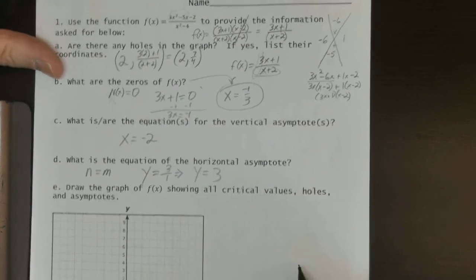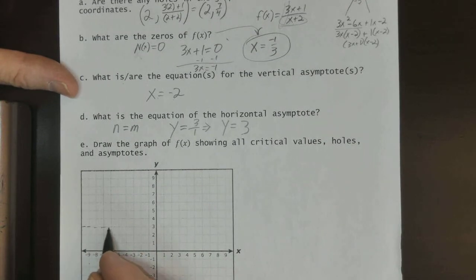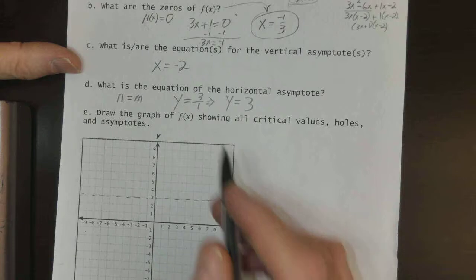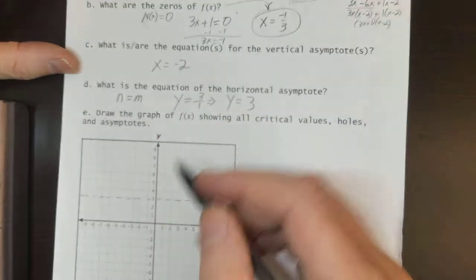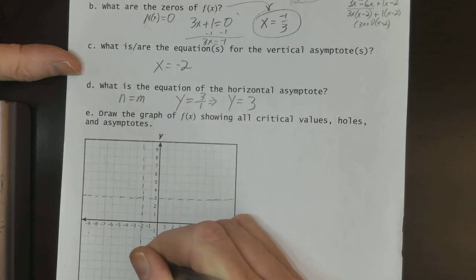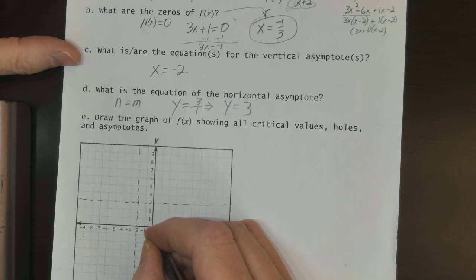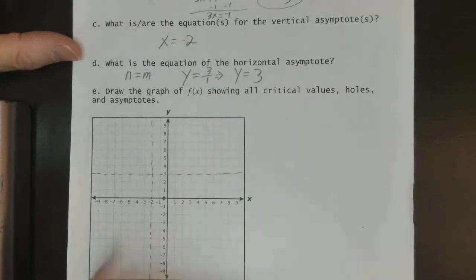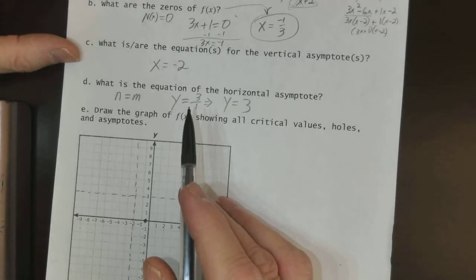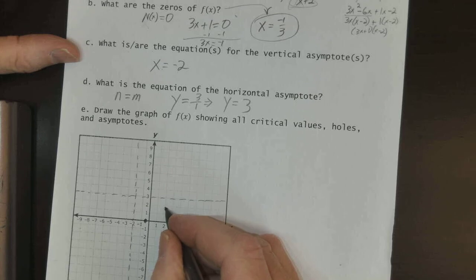So when I go to make this graph, I'll start with this horizontal asymptote at y equals 3. I'm going to put x equals negative 2 as the vertical asymptote. I've got a 0 at x equals negative 1/3, so right around there is a 0. I've got a hole at 2 and 7/4, which is 1 3/4, so I've got a hole right around here.